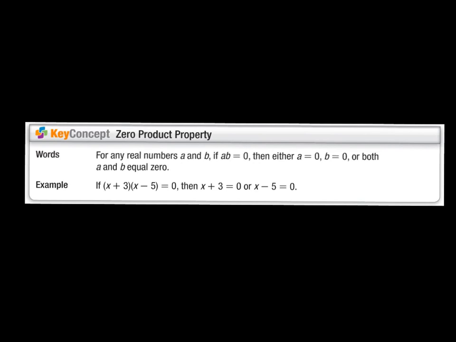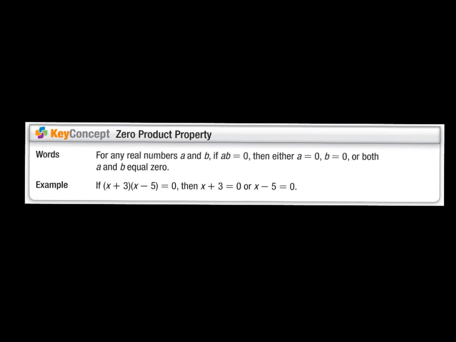Okay, so we have an example of this. If we have the term x plus 3 times the term x minus 5 equals 0, then we know that x plus 3 equals 0 or x minus 5 equals 0. Okay?